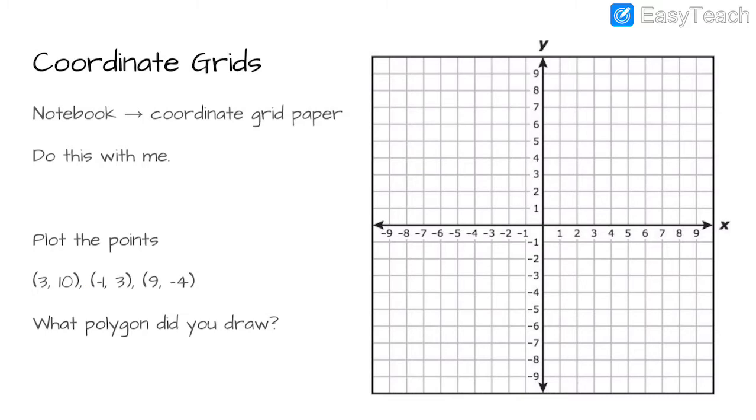Here we've got 3 coordinate points, ordered pairs. So let's go ahead and start with our first one. 3, 10. I'm going to go over 3 to the right. 1, 2, 3. And up 10. 1, 2, 3, 4, 5, 6, 7, 8, 9, 10. The very top.